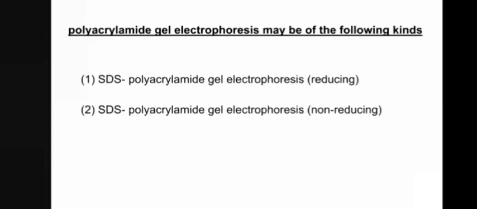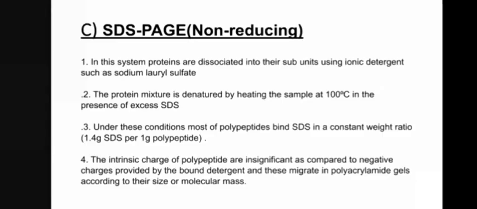There are two types of polyacrylamide gel electrophoresis. Number 1, SDS polyacrylamide gel electrophoresis, reducing form, and the second type is SDS polyacrylamide gel electrophoresis, non-reducing form. SDS polyacrylamide gel electrophoresis, non-reducing form.